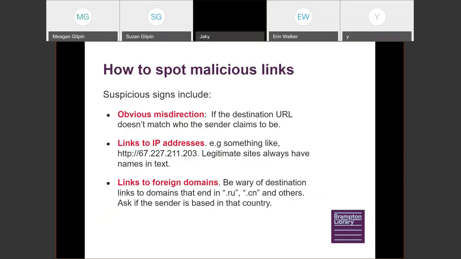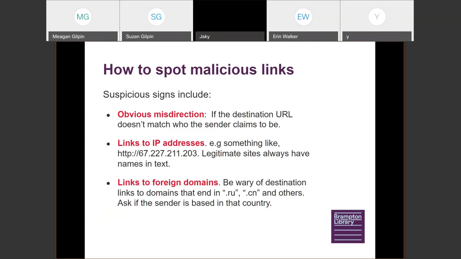So how else can we spot some malicious links? Some other suspicious signs include an obvious misdirection. So again, if we hover over that link, and it doesn't match who the sender claims to be. A lot of cyber criminals, as good as they are at making fakes look real, sometimes they're pretty sloppy and it's quite obviously not linking to the webpage it claims to be.